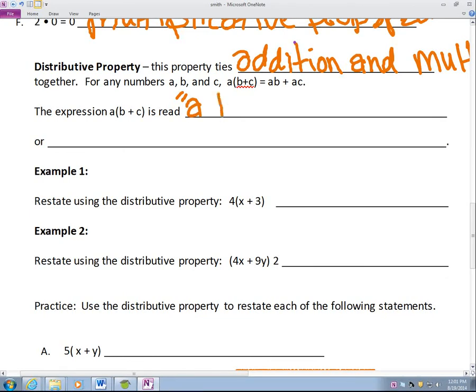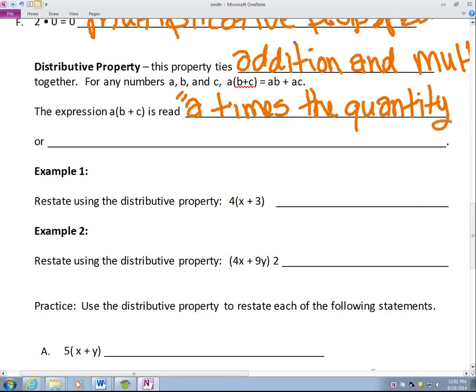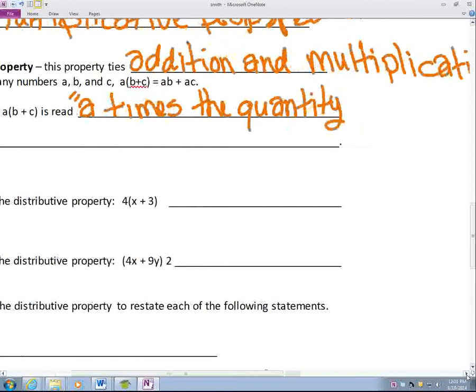A times the quantity B plus C. A times the quantity of B plus C.